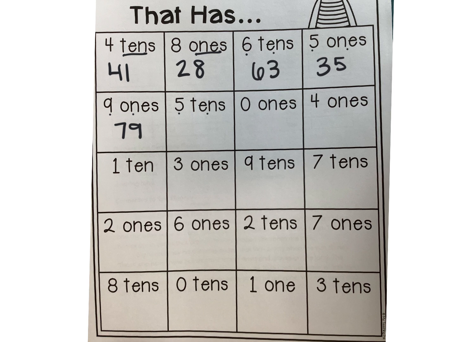5 tens. So any number with 5 tens we could write here. So let's do 52. This one says 0 ones. So that means I'm counting by friendly tens because they all have 0 ones. So you could write any of the friendly tens.